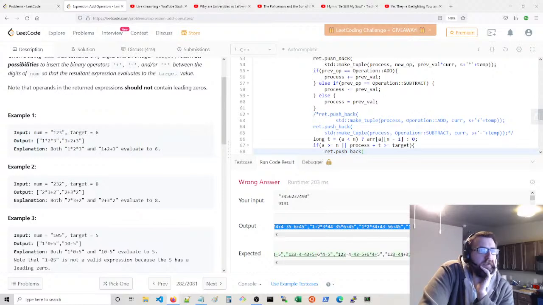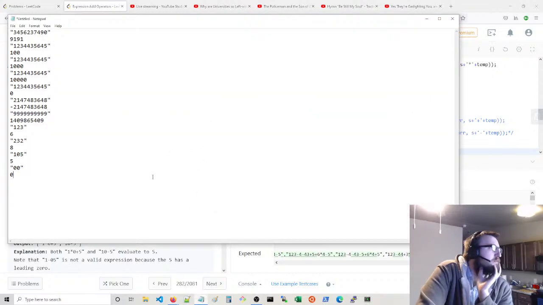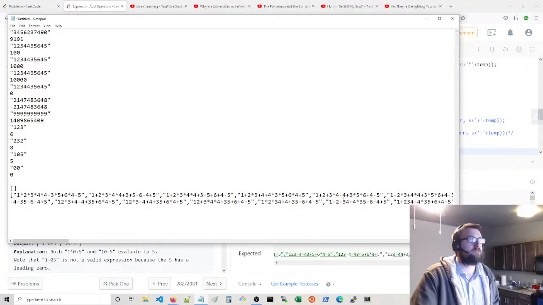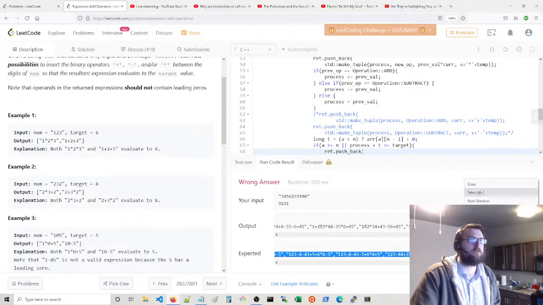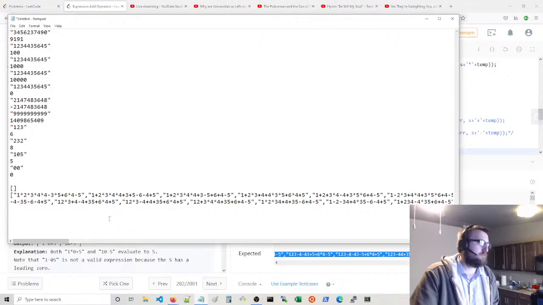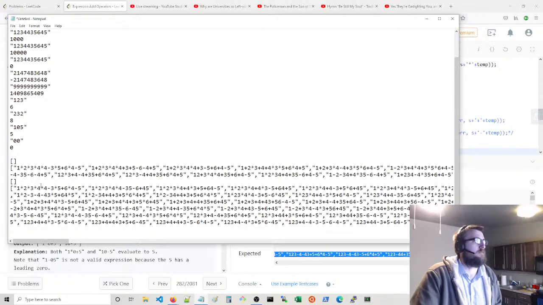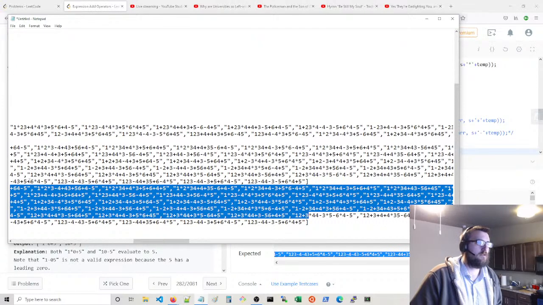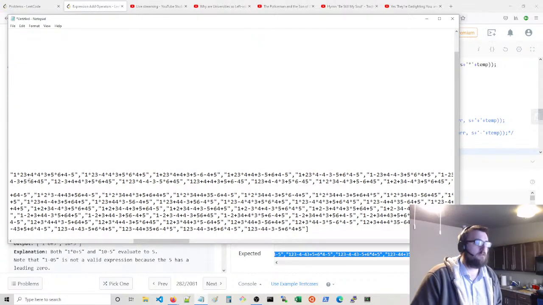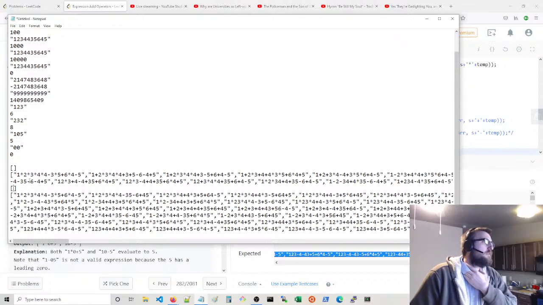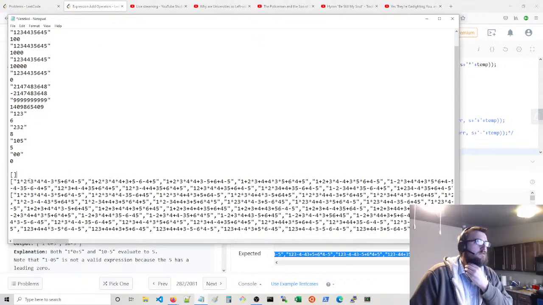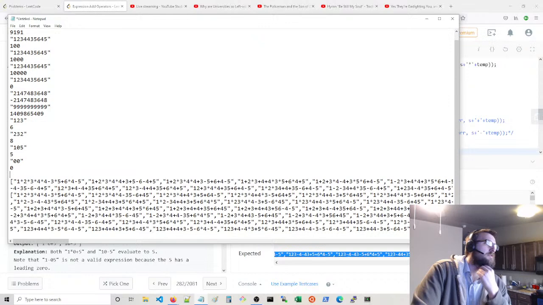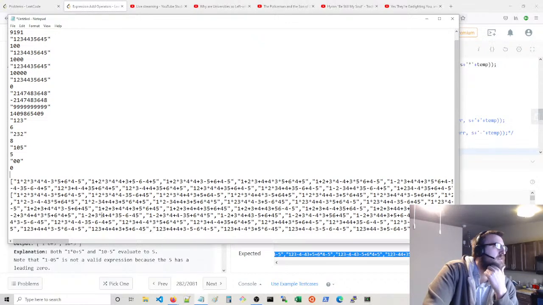My output's way too short. Seems to be the issue. Why did they bring that to? Whoa. So there are way more that are expected.